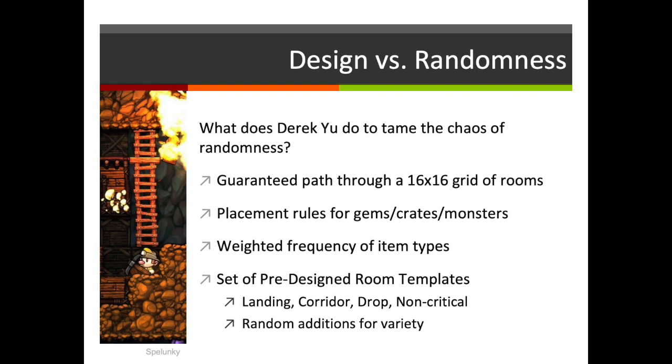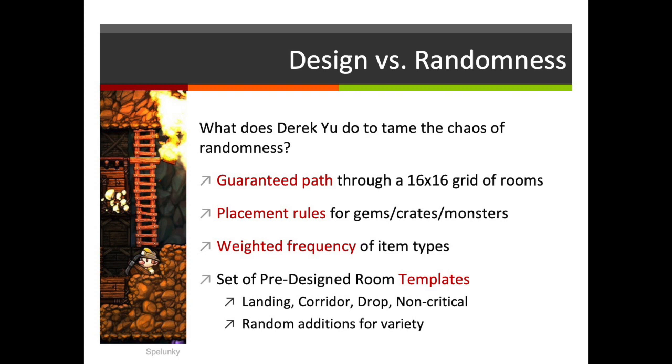And then what he does is he has some random additions to those to add some variety to the process. So what Derek Yu's doing is essentially the set of things we outlined earlier on. He's got a guaranteed path, he has placement rules, he has a weighted frequency to try and make sure that powerful or exceptional things don't get dropped too readily, and he has a pre-designed set of room templates to add interest.